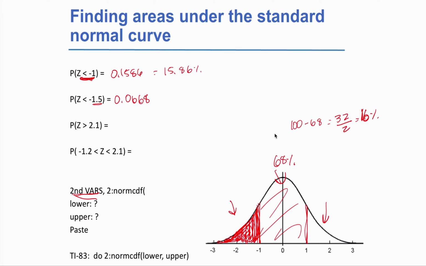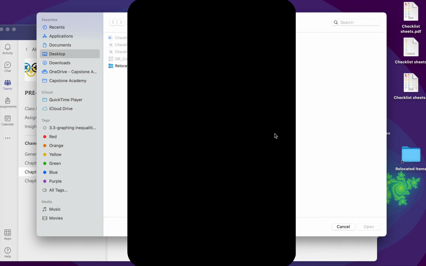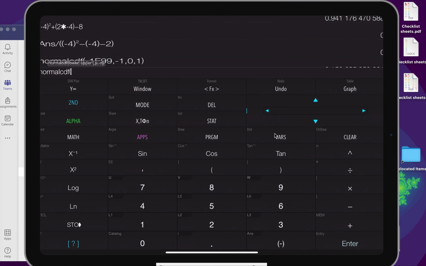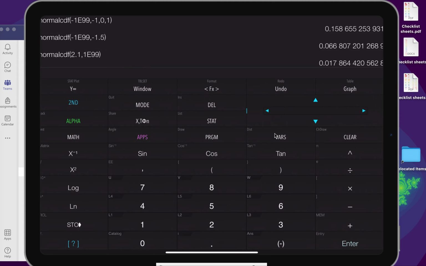Okay? If I want to find the probability of something that is greater than 2.1, I'm going to do the same thing. But now, because I want greater than 2.1, 2.1 is my lower bound. I'm going to do 1E99 for my upper bound. .17860178.